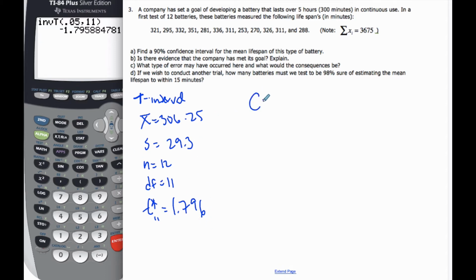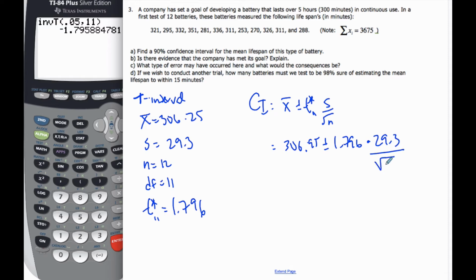And so my confidence interval is X bar plus or minus T star with 11 degrees of freedom times S over root N. Plug in these values: 306.25 plus or minus 1.796 times 29.3 over the square root of 12.